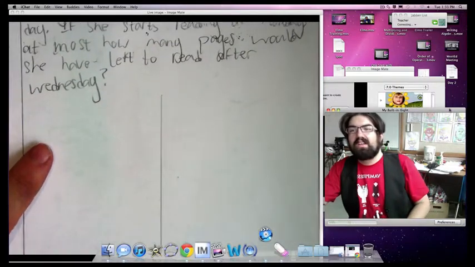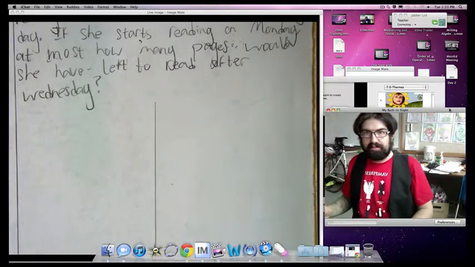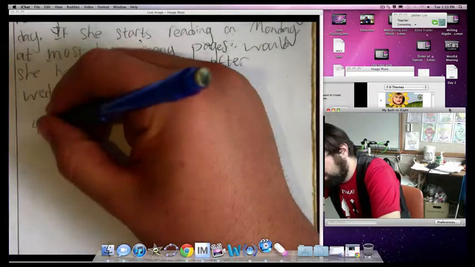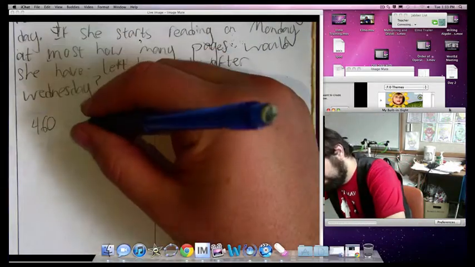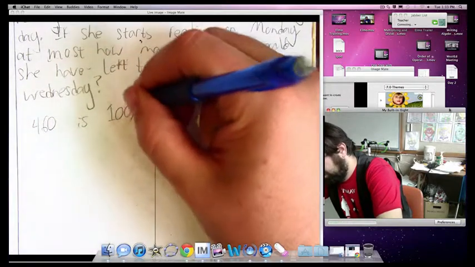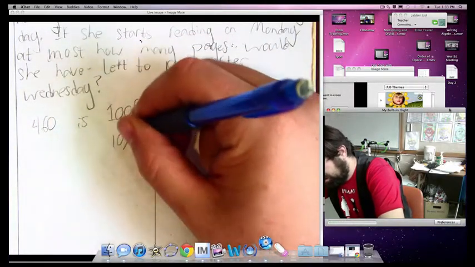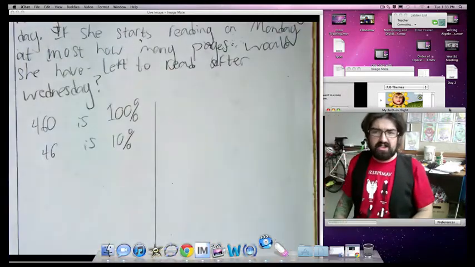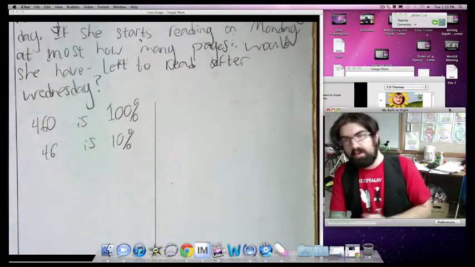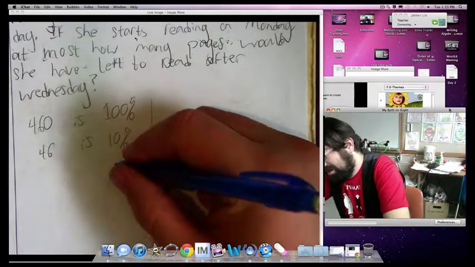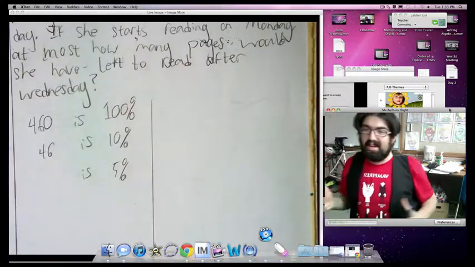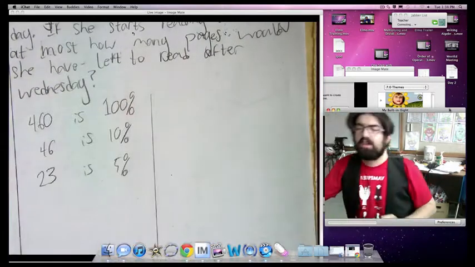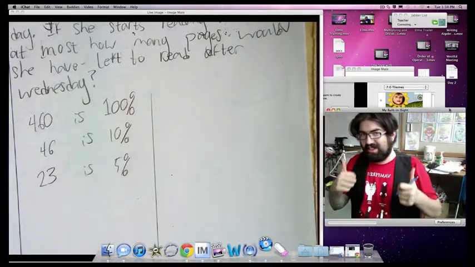15% every night. And we're asking, how many would she have left to read after Wednesday? So one way to do it is, let's find out what 15% is. There are 460 pages, and let's say that's 100%. What is 10%? Well, 10%, move the decimal, is 46 pages. And normally I'd say, let's find 1%. What's 5%? I divide 10% by 2. What's 46 divided by 2? 23. Just like Dr. Pepper that has 23 flavors.